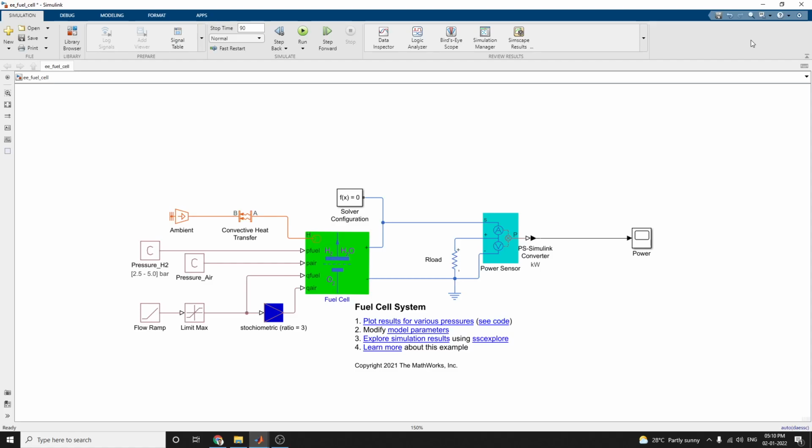Hello everyone. In this video we are going to discuss fuel cell systems that operate at stoichiometric conditions and nominal parameters. This example shows the fuel cell system operating at these stoichiometric conditions and nominal parameters, and it also shows how the power delivered varies as a function of hydrogen pressure.